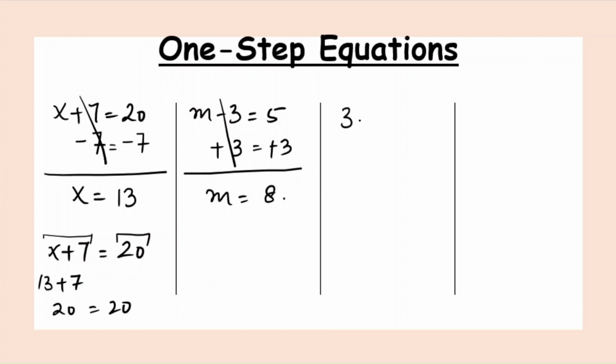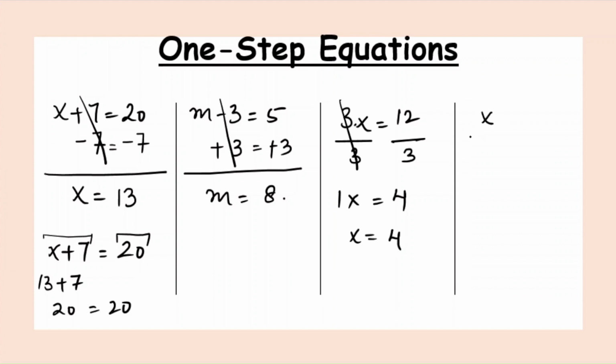My next example, 3x equals 12. 3 and x are being multiplied. In algebra, when there is no sign between a number and a variable, it means they are being multiplied. What is the opposite operation of multiplication? It's division. So let's divide both sides by 3, because I know that 3 divided by 3 is 1. 1x means just x equals 12 divided by 3, which is 4. So the value of x is 4.